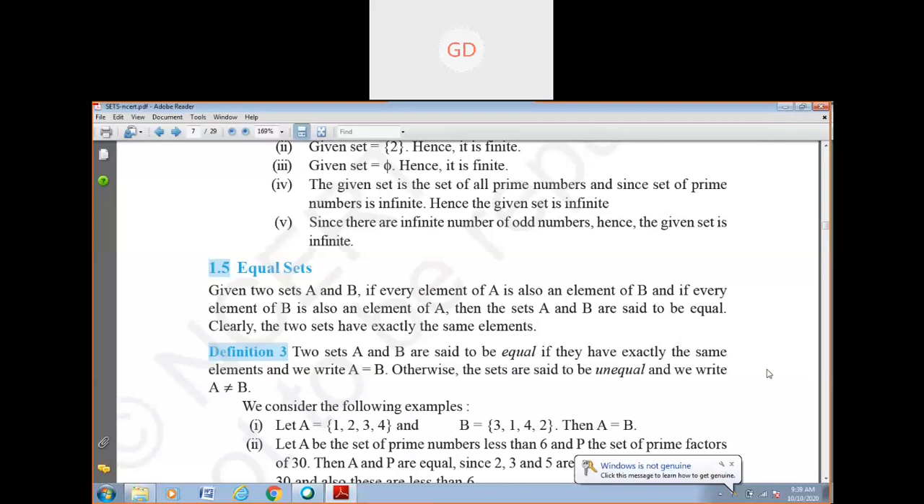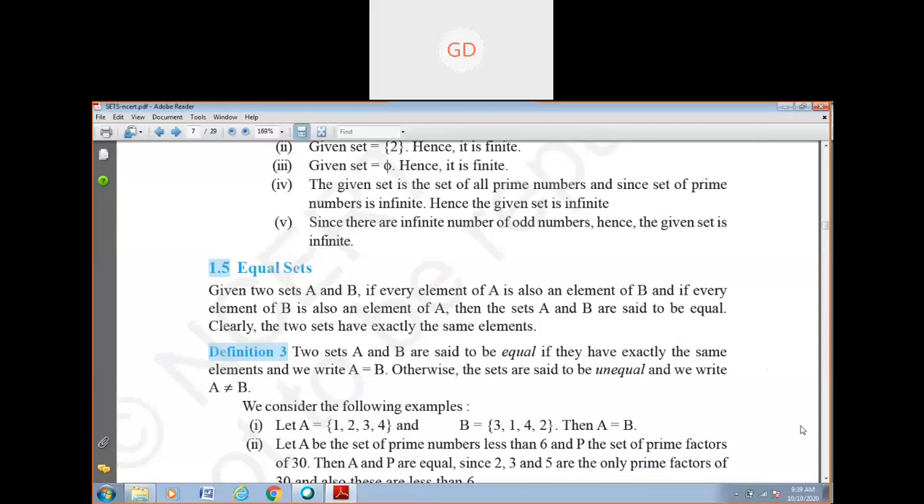Because with same elements, one particular element might be repeatedly present in a particular set. So in that sense, the number of elements in two sets might be different. But whatever elements are there in the two sets, the elements must be the same. Then we say it is equal, and symbolically we use the equal sign, A equal to B. That means if A and B are two sets, we write A is equal to B.